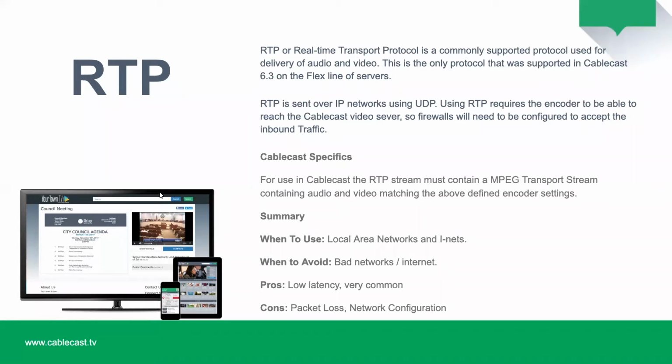This will require the encoder to be able to reach the Cablecast server. So basically this is being sent from the encoder that you're using and has to then hit the Cablecast server. So you're going to want to make sure that your firewalls are configured to accept any inbound traffic on your Cablecast server itself. For use in Cablecast, the RTP stream must contain an MPEG transport stream containing the audio and video matching the above defined encoder settings.